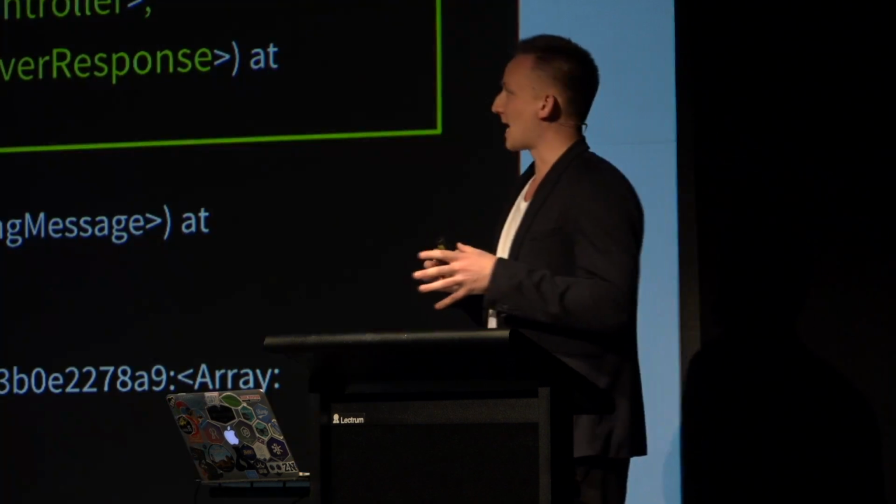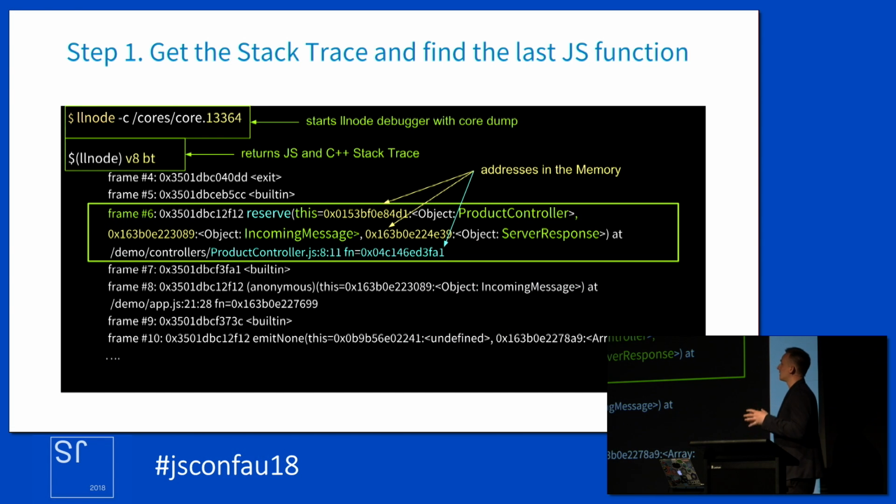We have a core dump, and to read it, we need to run llnode and specify the path to the dump. After that, in the debugger session, we get access to read the StackTrace with the command v8 bt, which is a backtrace. And here we need to find the last JS function, which is stored in frame 6.